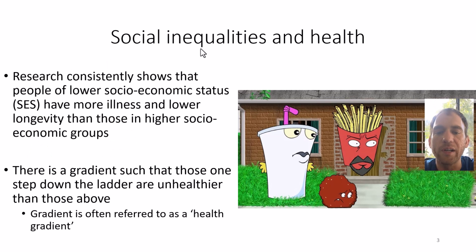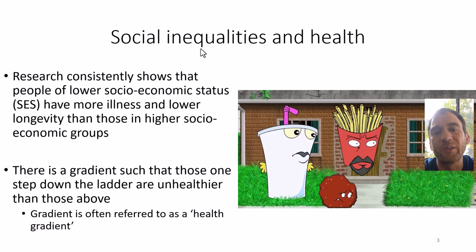Beginning broad, social inequalities in health. Research has consistently shown that people of lower SES have more illnesses and lower rates of longevity than those in higher socioeconomic groups. There is a gradient, such that those who step down the ladder are unhealthier than those above. Gradient is often referred to as the health gradient.